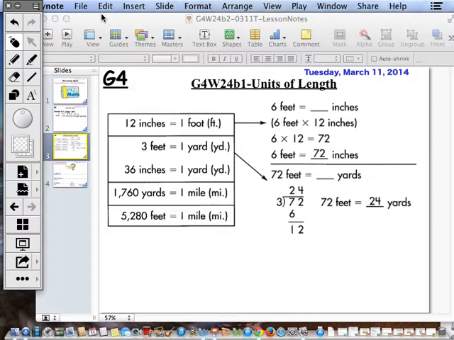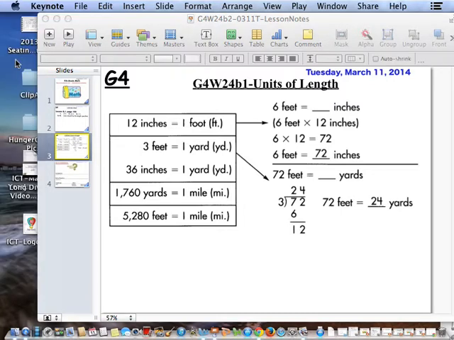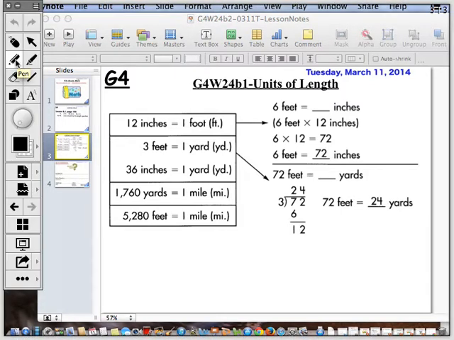So I know that we've gone over this kind of conversion table before. 12 inches equals a foot, 3 feet equal a yard, 36 inches equals 1 yard, 1,760 yards equals 1 mile, 5,280 feet equals 1 mile. Something that we've talked about before is how the basis or fundamentals of math all build on the idea of multiplying, dividing, adding, and subtracting.